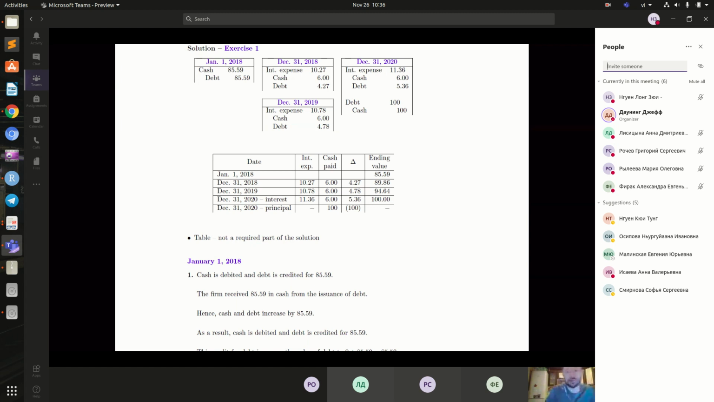In each year, the value of interest expense is the beginning value of debt multiplied by 0.12, from the effective interest rate of 12%. For example, on December 31st, 2018, we have beginning debt of 85.59. We multiply this value by 12%, hence interest expense of 10.27. Based on interest expense of 10.27 and cash paid of 6, we have a credit, or an increase in debt, of 4.27. The journal entries for 2019 and 2020 are the same. Hence, as of December 31st, 2020, when we repay the principal on this debt, we reduce the value of this debt in the financial statements to 0. So this is exercise 1.